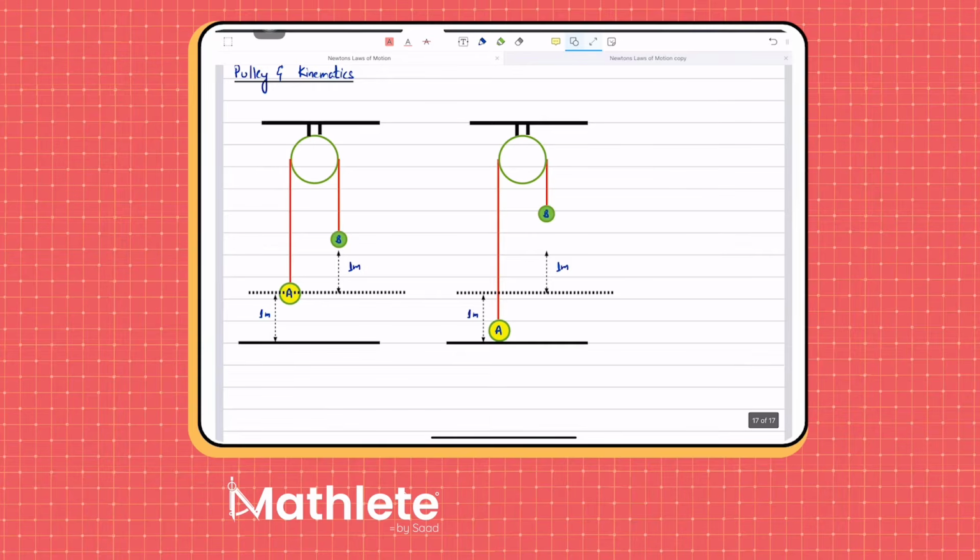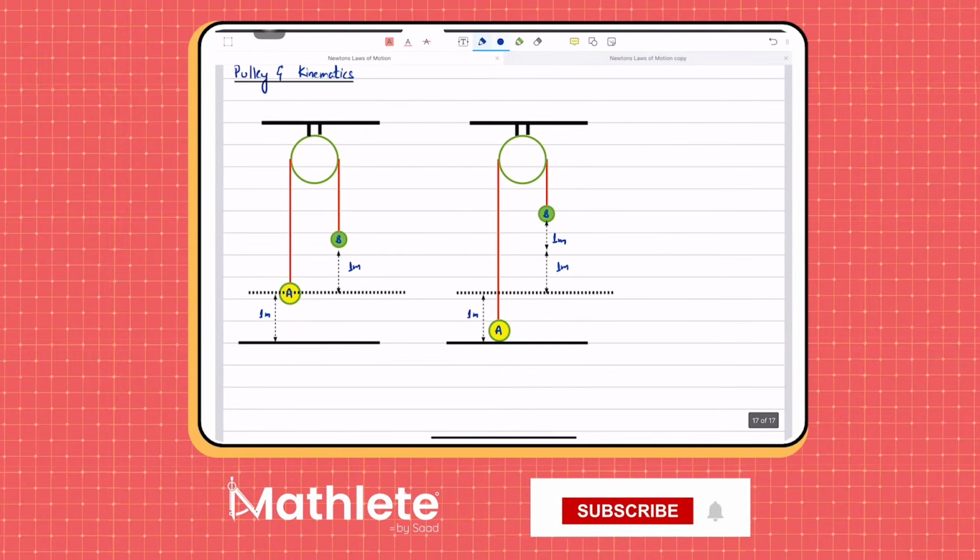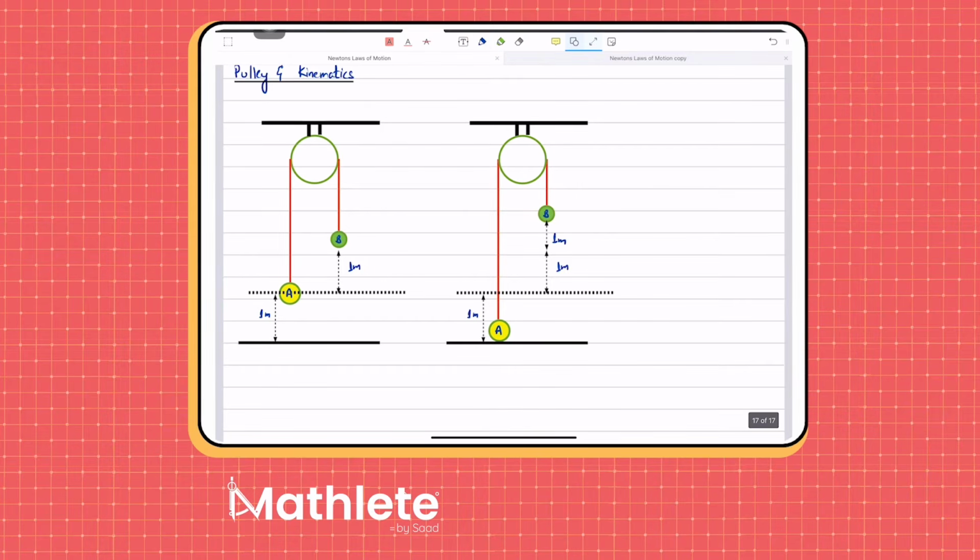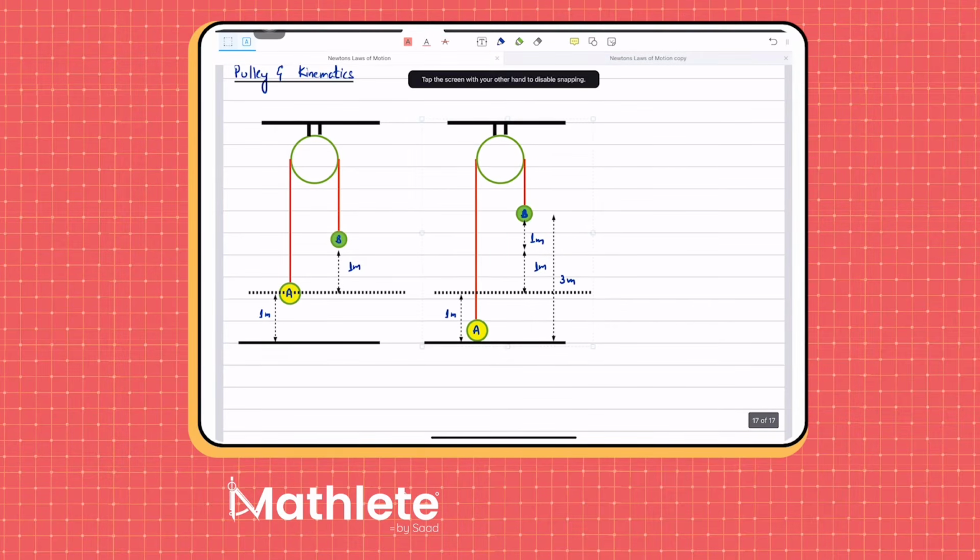But that's not the only thing that's going to happen. So this is not drawn to scale, but this distance is also 1 meter. And how far above now will B be from the ground? Although not asked, just so you know, B will now be 3 meters above the ground. Initially it was 2 meters, but now since A has fallen down 1 meter, B has gone up 1 meter, so now it's a total of 3 meters above the ground.